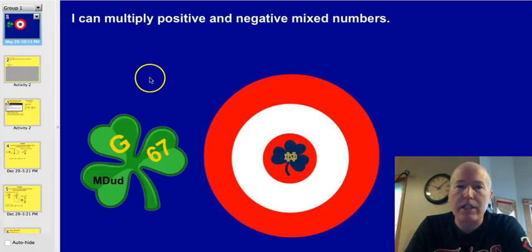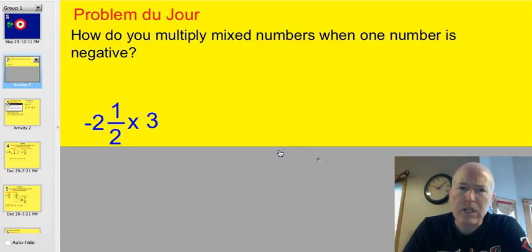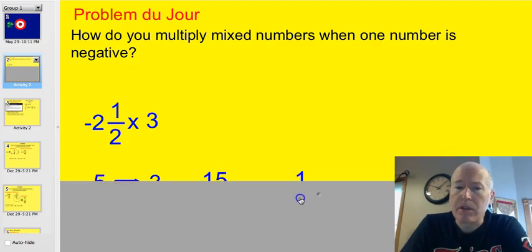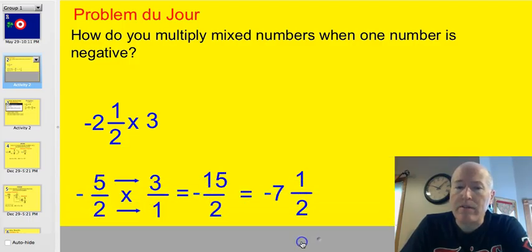Tonight officially our target is: I can multiply positive and negative mixed numbers. Let's do this thing. How would you multiply mixed numbers when one of them is negative? Do you remember how to multiply mixed numbers? If you do, the process is really the same. You turn that mixed number into an improper fraction. You multiply straight across, and then you reduce.